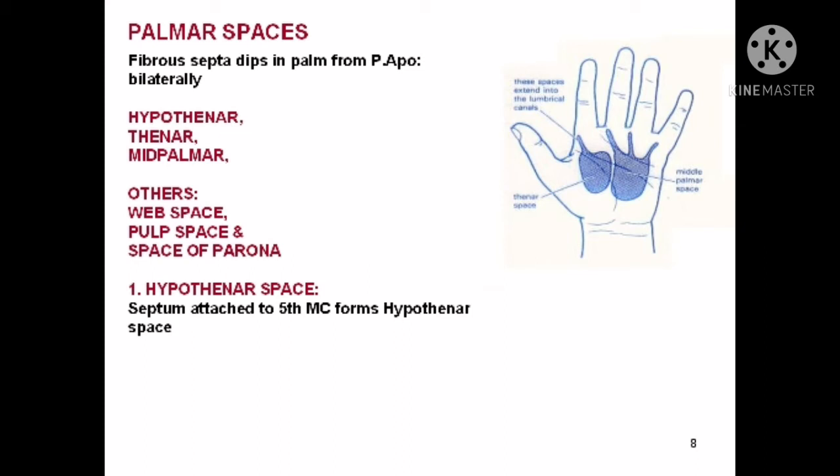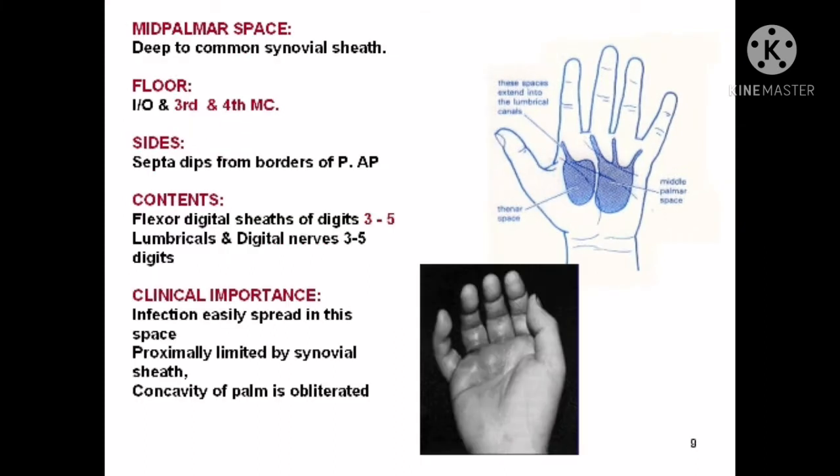The hypothenar space: in this case, the palmar aponeurosis dips deep in the palm and attaches to the fifth metacarpal bone to form the hypothenar space. The mid-palmar space lies deep to the common synovial sheath. Its floor is formed by the interosseous muscles and the third and fourth metacarpal bones. On its sides, septa dip from the borders of the palmar aponeurosis.